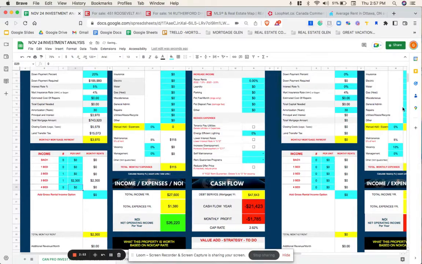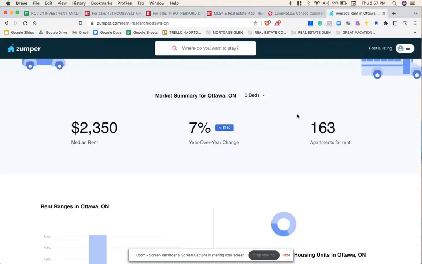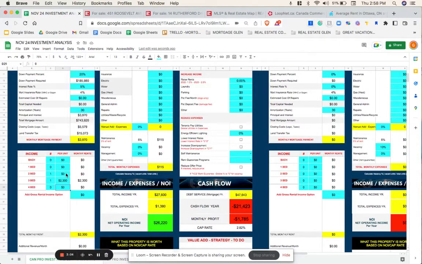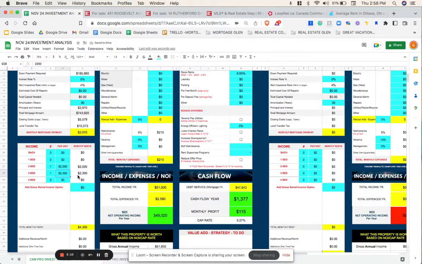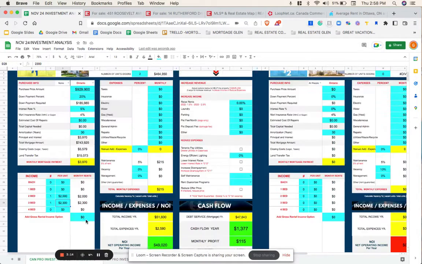$2,300 a month. Okay, so we're going to go to 2-bedroom because there's 1 2-bedroom, and that's $2,000 a month. Okay, so we're going to put in here $2,000 a month, and this automatically calculates everything for you. Okay, guys, it calculates the gross income for the month and then the year.